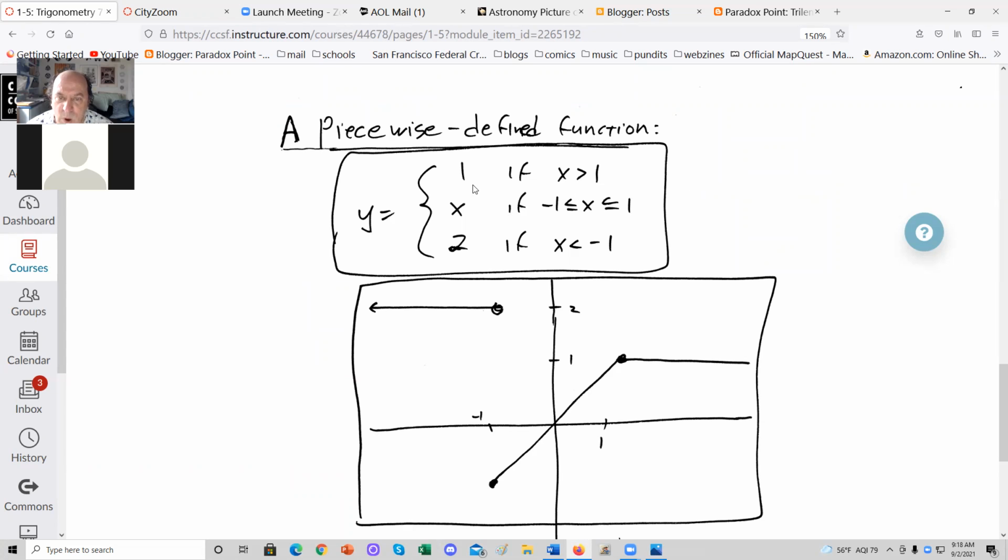For example, y equals 1 if x is greater than 1. So that defines this part of the graph. Y equals x for x between -1 and 1. That defines this part of the graph. Y equals 2 if x is less than -1. That defines this part of the graph.